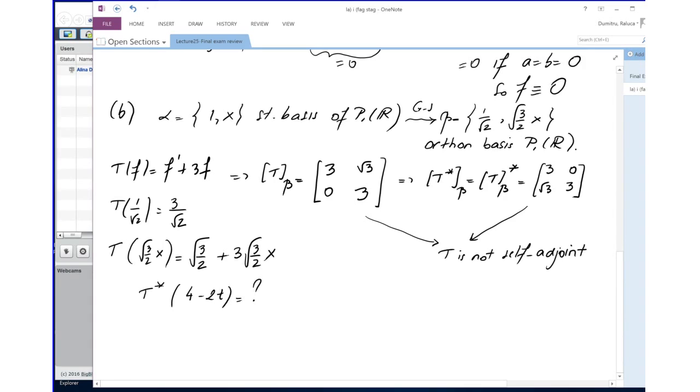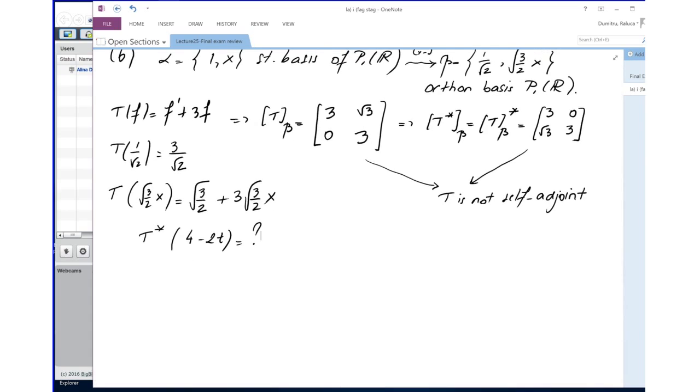Now, of course, if T was self-adjoint, it would have been much easier, because then T star of 4 minus 2x would be the same as T of 4 minus 2x, so that would have been simpler. Since it's not, what are you going to do? Well, T star of 4 minus 2x as a vector in the basis beta is the same as the matrix of T star in the basis beta times the coordinate vector for 4 minus 2x in the basis beta.